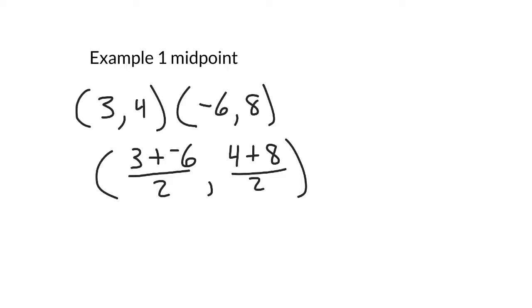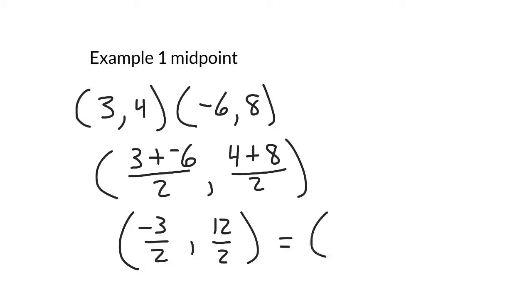Simplifying both of those down, 3 plus -6 would be -3 over 2. There's absolutely no reason to change it. That is good enough. It's reduced. And the y-coordinate would be 4 plus 8, or 12, divided by 2. That we would want to reduce down. So our midpoint is (-3/2, 6).